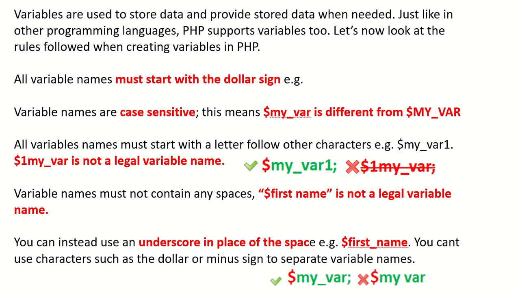Variables are used to store data and provide the stored data when needed. Just like in other programming languages, PHP supports variables also. So let's now look at the rules followed when creating a variable in PHP. First, all variable names must start with the dollar sign. So obviously here you can see the dollar sign and then the name of the variable.